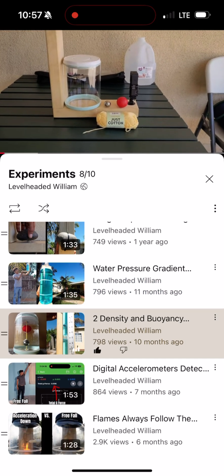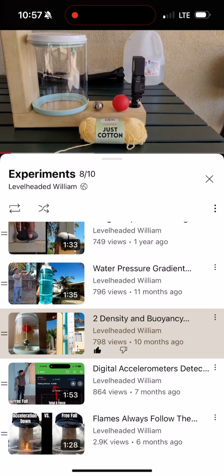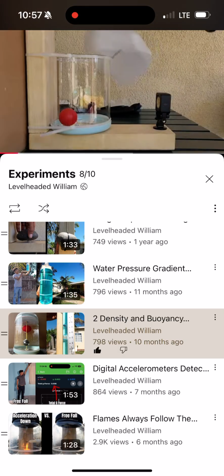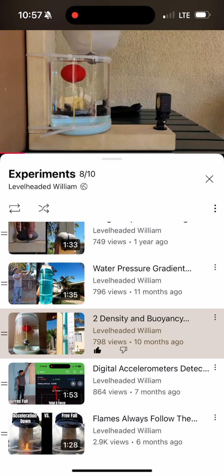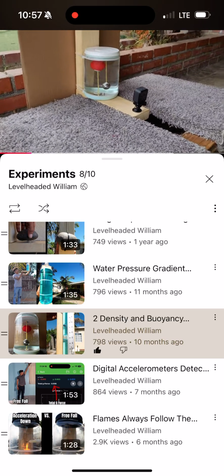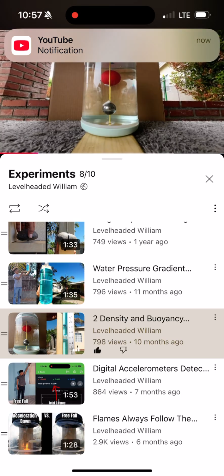In this video, I'll be doing two different density and buoyancy experiments. I'll be recreating density and buoyancy in three different vectors utilizing motion of a contained reference frame. In the first experiment, I'll be using a container with water, a red ping pong ball, and a steel ball. The ping pong ball and the steel ball will always displace relative to the direction of the force that's applied.